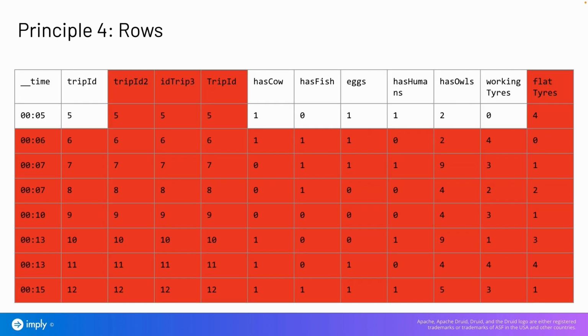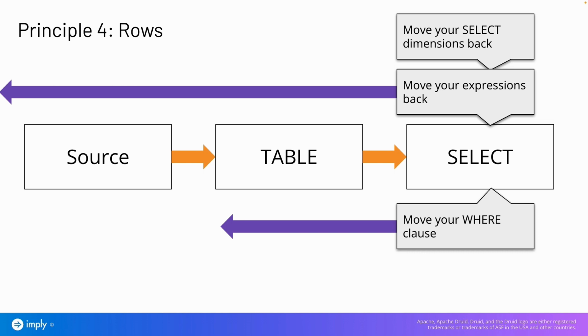Equally with this principle, we've talked about the width of tables. Now let's talk about the length of tables. Principle 4, about rows. This is about front-loading your where clause. If your user is looking at trips in this imaginary bus full of animals where all the tyres weren't busted, why is all this other stuff here?